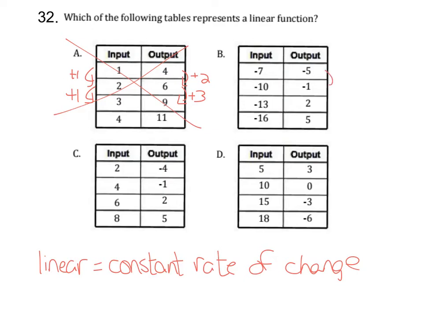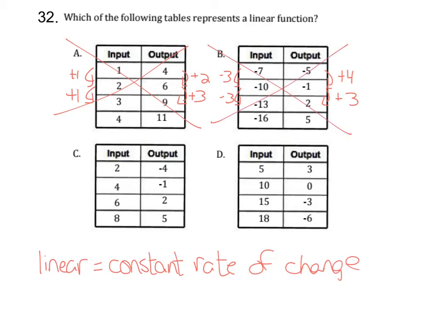Now, let's look at part B. How do we get from -5 to -1? We go up 4, -7 to -10. We go down 3. Remember to use your number line if you need help with that. How do we get from -1 to 2? I think we go up 3, down 3. Is 4 over -3 the same as 3 over -3? No, not a constant rate of change.